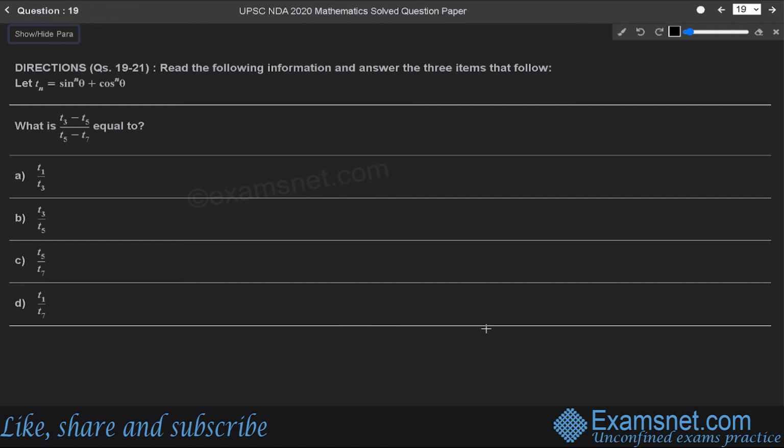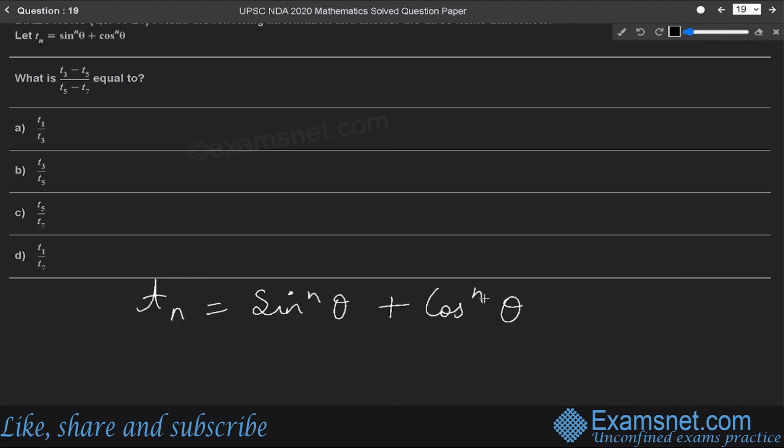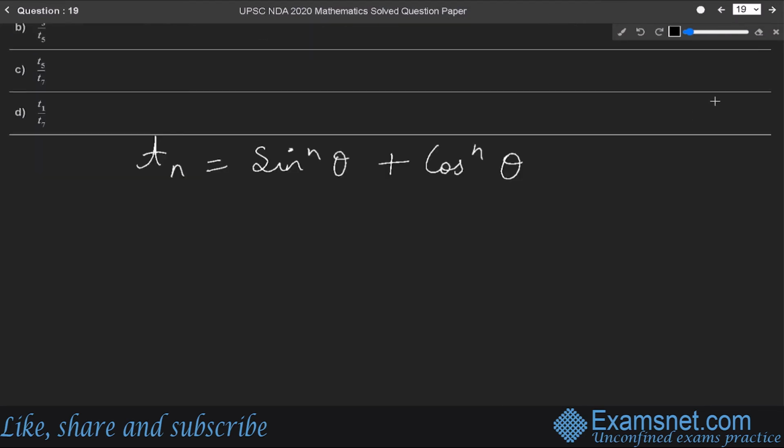This is the question which has directions which will also be used in the coming two questions. Here a value is given which is Tn is equal to sin n theta plus cos n theta, and we have to find the value of T3 minus T5 upon T5 minus T7. So since Tn is equal to sin n theta plus cos n theta, here n can be any number. So we have to find the value for T3 minus T5 upon T5 minus T7. So we just have to put the values in this particular part.